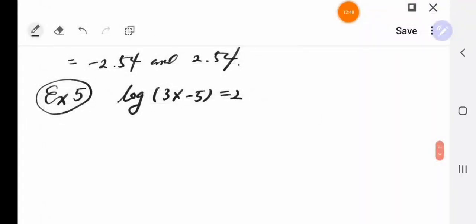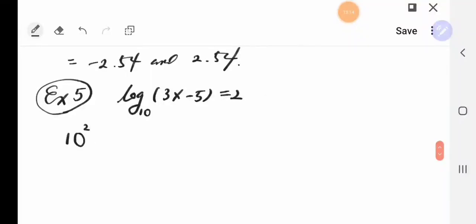Example 5. This is an equation containing a logarithm. X is inside the logarithm, so we have to get rid of this log. There are two ways to remove this log. Using the definition, the base is 10, so we can make an exponential form with base 10. This 10, and then the exponent of this base will be the other side, 2.